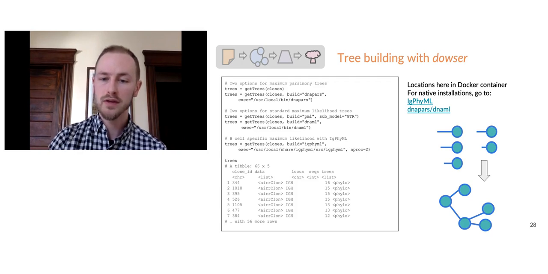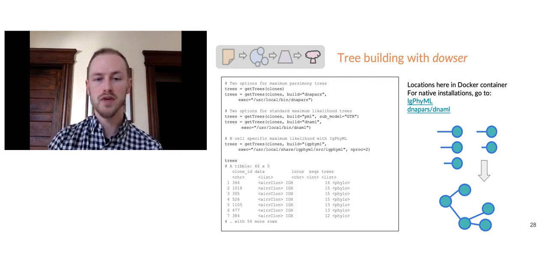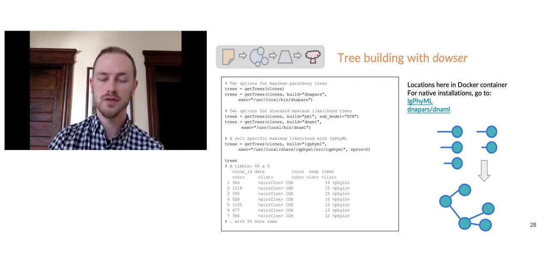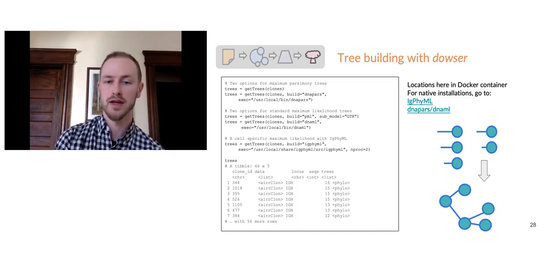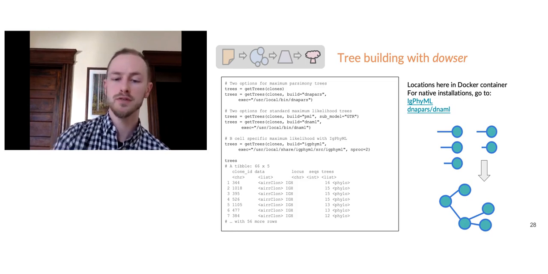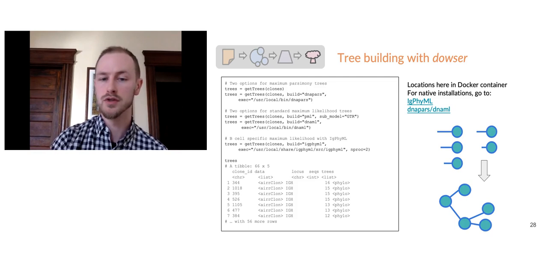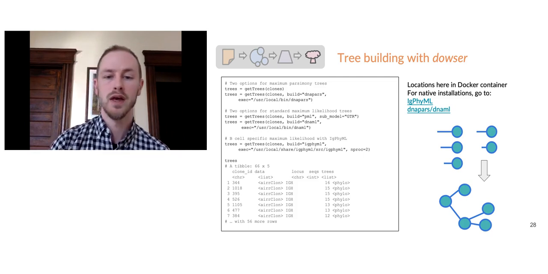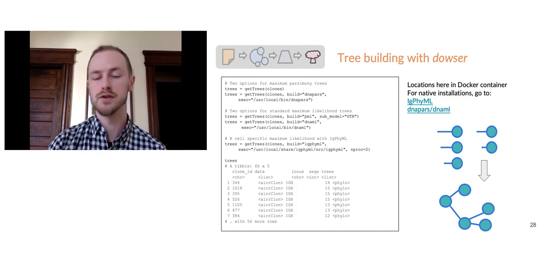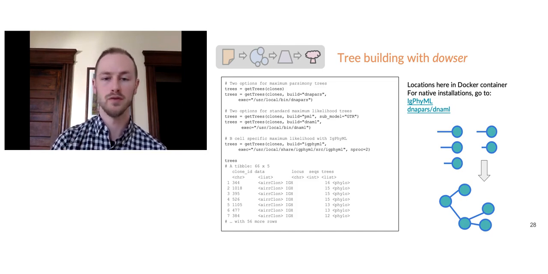To build maximum likelihood trees, you can just specify pml in the getTrees function, and this will use the Fangorn package's maximum likelihood methods to build trees for your data. You can also specify which substitution model you want to use to build your trees. Here we're specifying the general time reversible model, but there are other options available. This is also the default if you don't want to mess around with the substitution model that's being used.